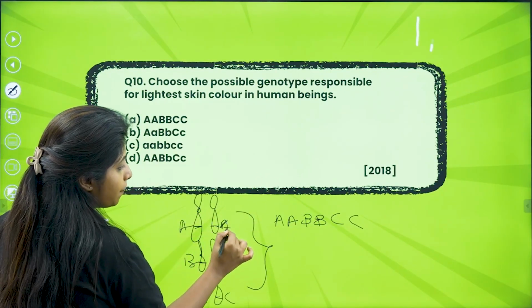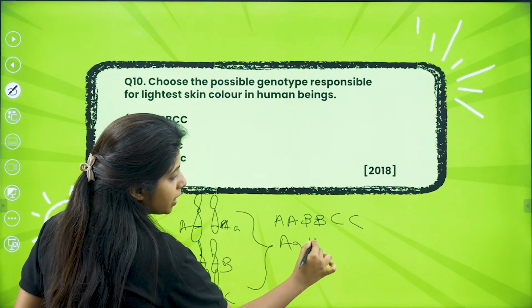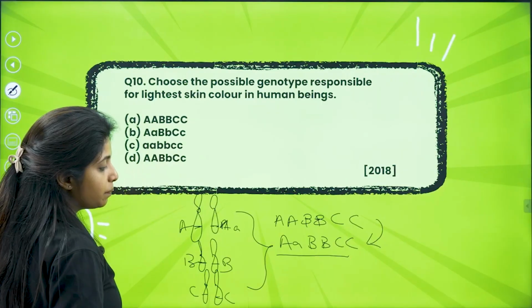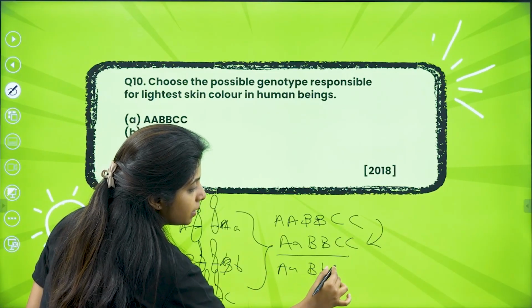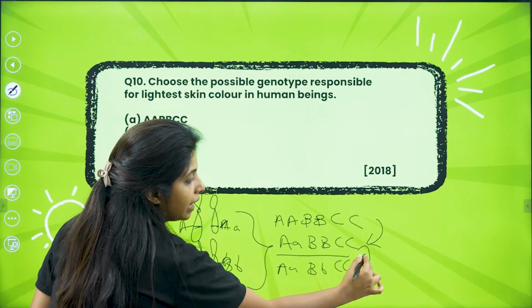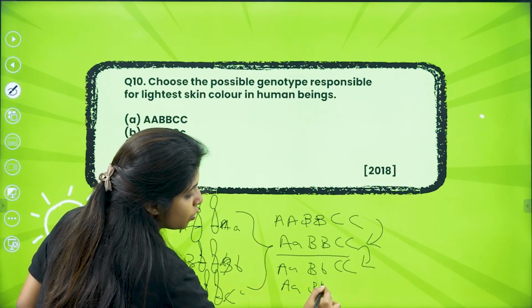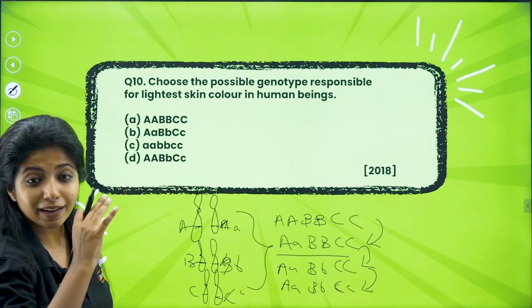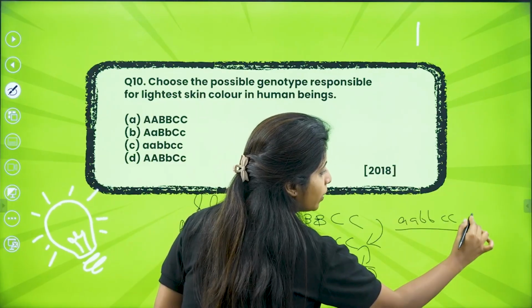Now suppose it's not capital A but small a. In that case, capital A, small a, capital B, capital B, capital C, capital C. This will be lighter than this. Again, if it is small b, then it is capital A, small a, capital B, small b, capital C, capital C. This will be lighter than this. Suppose this is small c, then capital A, small a, capital B, small b, capital C, small c. This will be lighter than this. What will be the lightest one? When all of them are small. That's when you get the lightest one.